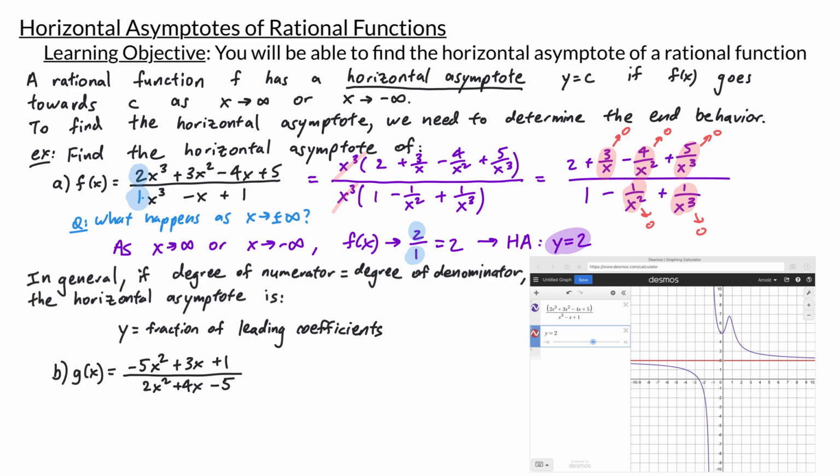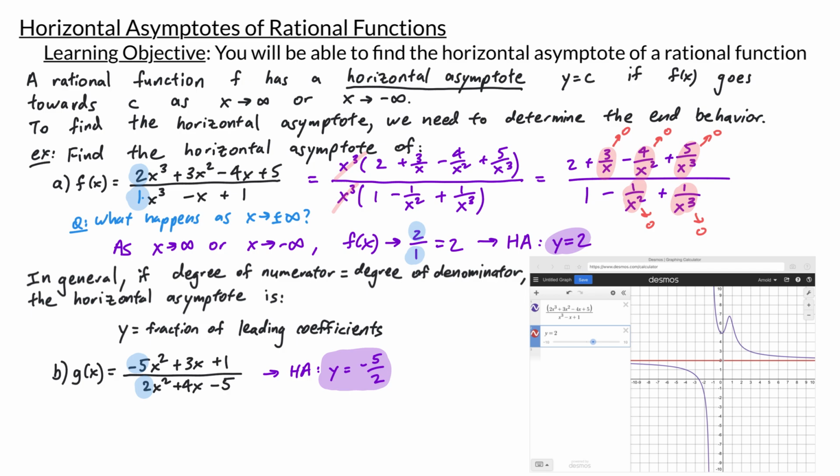In example B, we want to find the horizontal asymptote of the function g of x equals negative 5x squared plus 3x plus 1, all divided by 2x squared plus 4x minus 5. In our example here, the numerator and denominator have the same degree. They're both degree 2 polynomials. And so, according to our pattern, the horizontal asymptote is going to be a fraction of the leading coefficients. The leading coefficient in the numerator is negative 5. The leading coefficient in the denominator is 2. So our horizontal asymptote is going to be y equals negative 5 over 2.